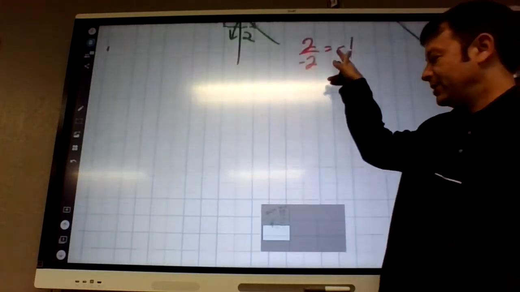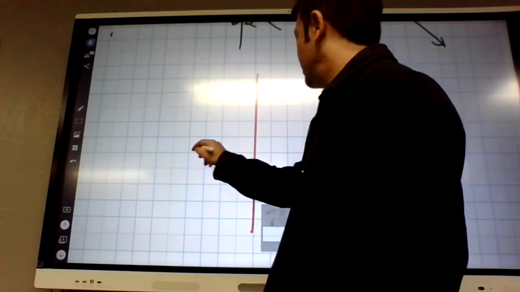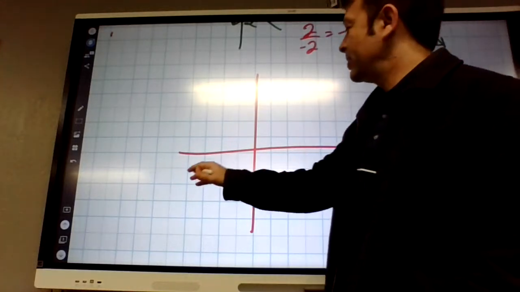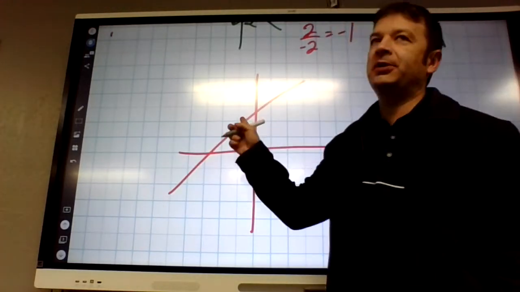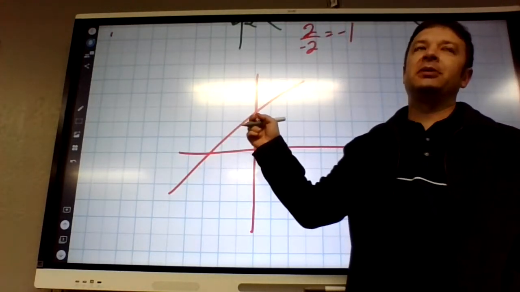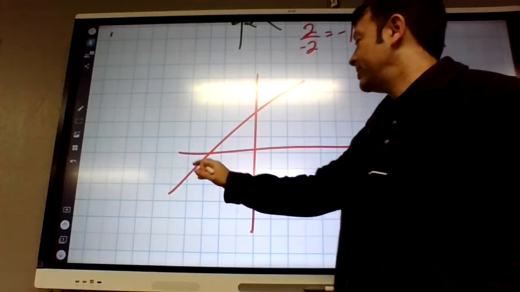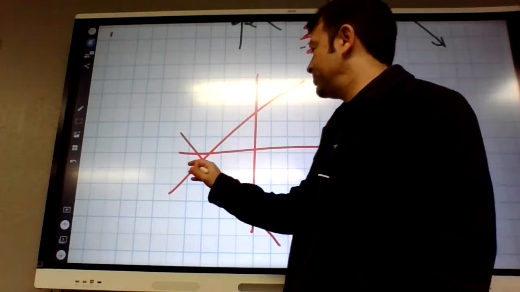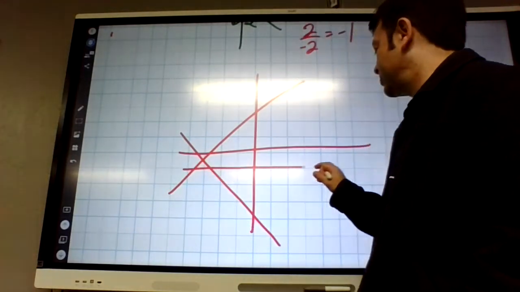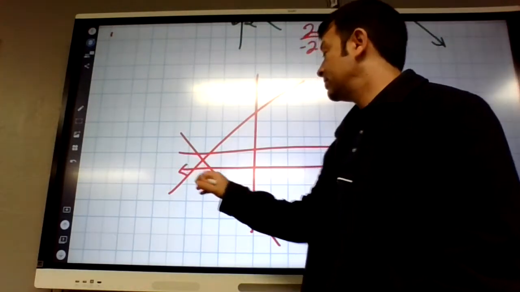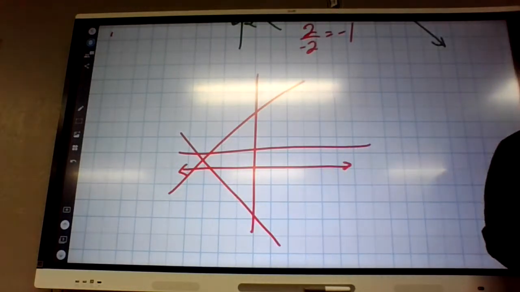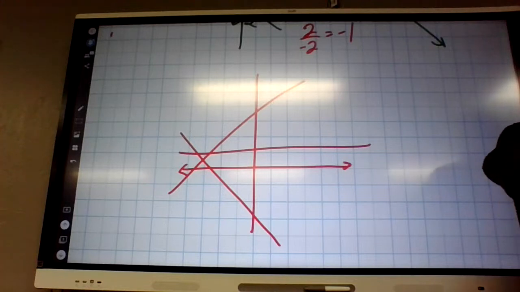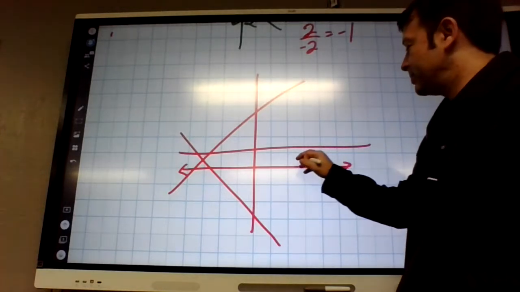Okay, so what kind of slope, what do I know about the slope of this line before? It's going up. Positive. What do I know about the slope of this line? Negative. Okay, if that's true, then what do you think I know about the slope of this line? It's not going anywhere. It's neither. Zero. What's between positive and negative? Zero. So you're right, yes.